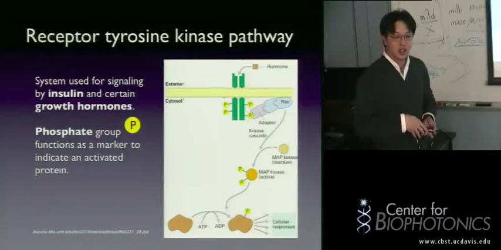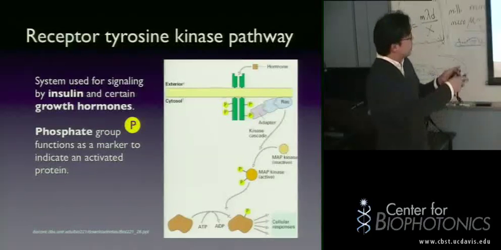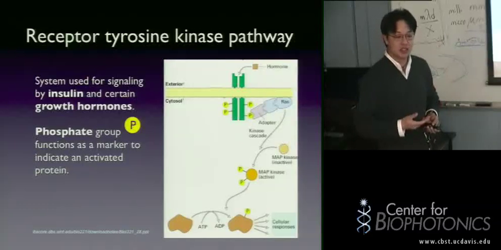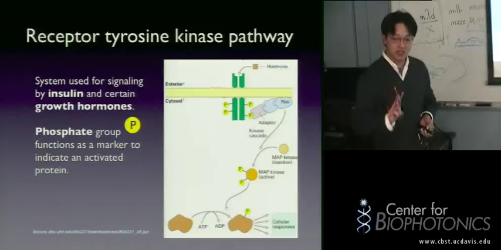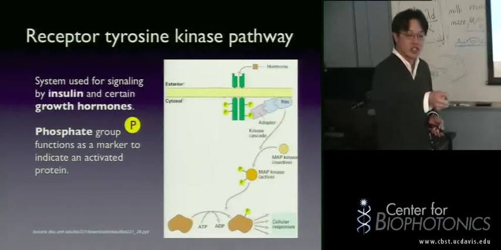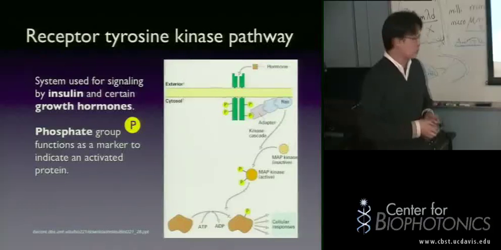Basically, it's an avalanche of phosphorylation activity where the phosphate group is the same phosphate which is in ATP. ATP is adenosine triphosphate, so it has 3 phosphate groups. One of those phosphates gets transferred and attached onto some signaling molecule, and that signaling molecule then goes from being inactive to active.